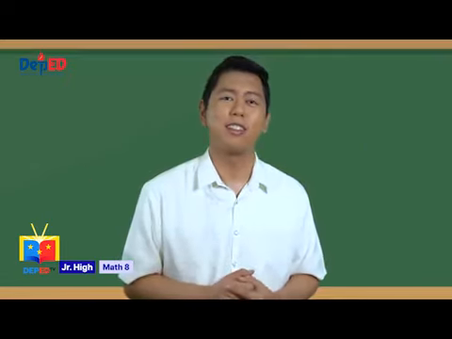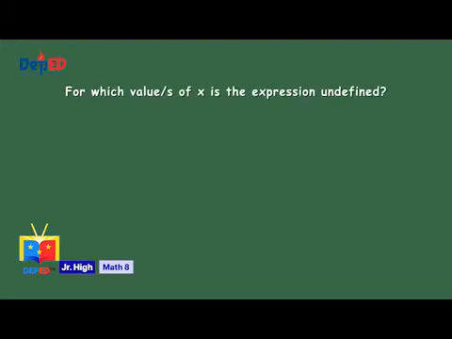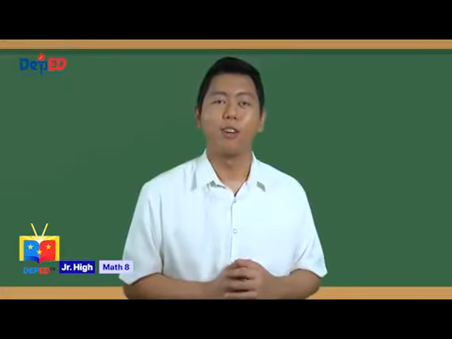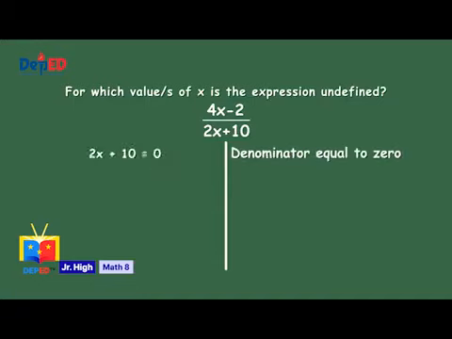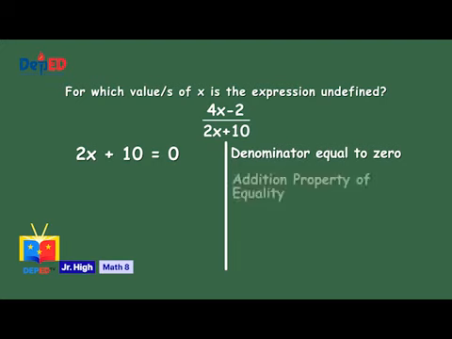Let's take it up a notch. Next example. Which value or values of x will make 4x minus 2 all over 2x plus 10 undefined? Again, we are just concerned with the denominator. So we will have 2x plus 10 is equal to 0. By simplifying and the addition property of equality, we can have 2x is equal to negative 10.